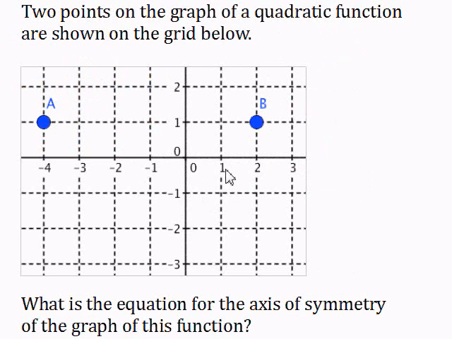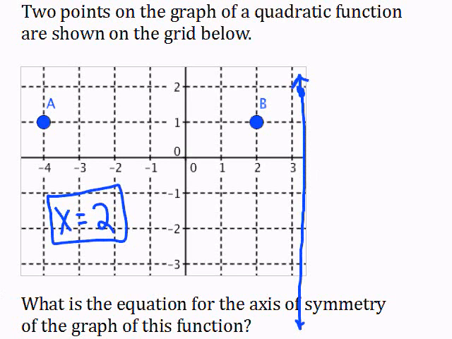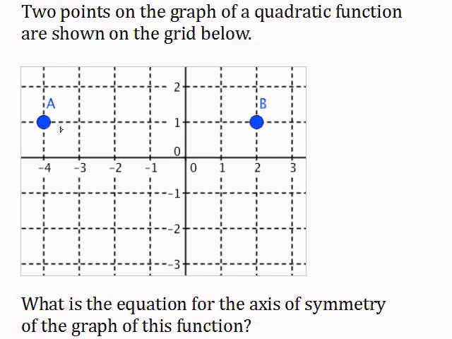So now we're finally on to that first question, which is going to build on everything you've learned so far. And it says 2 points on the graph of a quadratic function are shown on the grid below. What is the equation for the axis of symmetry of the graph of this function, of the quadratic that passes through those 2 points? Wow, what a loaded question. Well, let me make it real simple for you. The axis of symmetry is going to be the line that's going to split those 2 points, or the distance between those 2 points, in half. So if we find out how far apart those points are and we find halfway in between, that will find us our axis of symmetry.